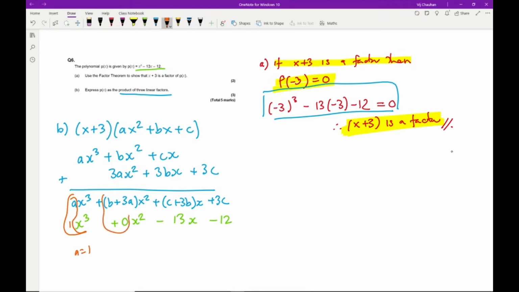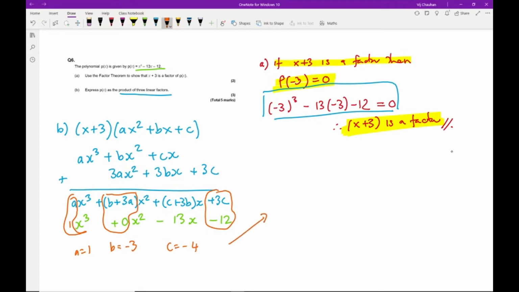From that, b plus 3a has got to equal 0, so therefore b is going to equal minus 3. And then using the last one, I've got 3c equals minus 12, so c is going to equal minus 4.